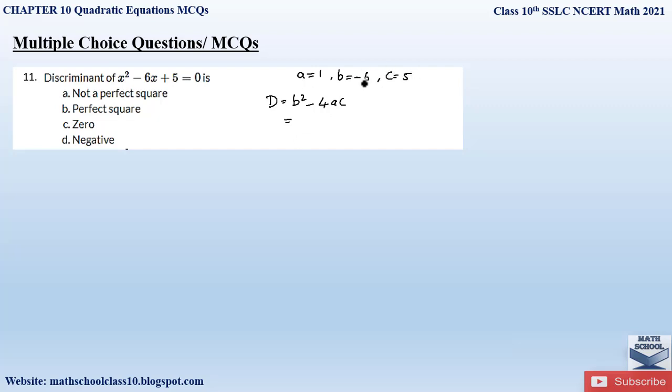So substituting, b square will be minus 6 the whole square. So minus and minus will become plus, and 6 into 6 is 36 minus 4 into a value is 1 into c value is 5. So this will be 36 minus 4 into 5 is 20. What is 36 minus 20? It is 16, or the discriminant is equal to 16, which is 4 square. 4 square is equal to 16, right? So it is a perfect square. So our correct option is option B. I hope you understood this question.